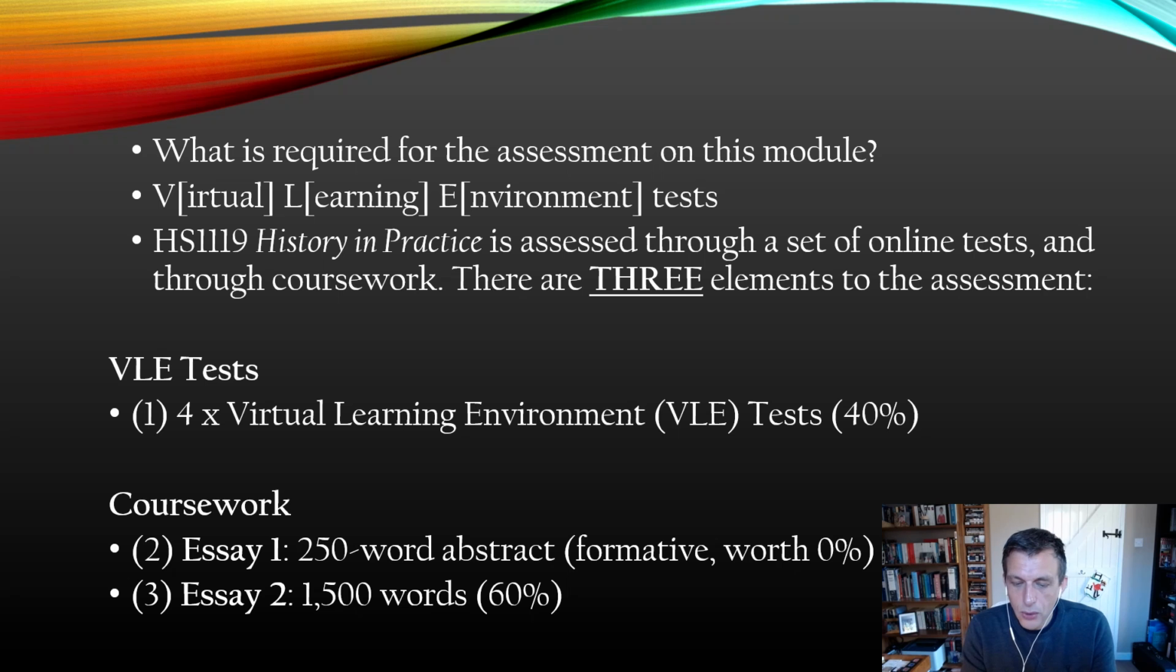The abstract, when you get into the course a little bit, you'll start reading journal articles and chapters, and essentially what this exercise is designed to do is to help you read better, to help you understand what historical arguments are being made in a piece of literature, to distill its arguments and to present them in a very concise fashion. And then, as I mentioned, there's the third and final piece of assessment, and that's the second essay, which is 1,500 words long, and that will constitute 60% of the assessment for the module. So the bulk of assessment then is constituted by this essay, which is submitted in January 2022.